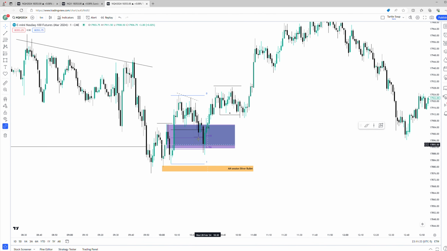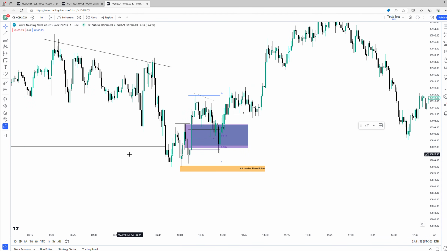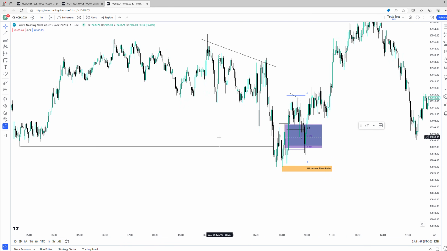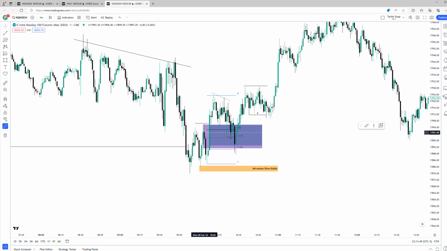Notice how price returns to that optimal trade entry here. So we've essentially raided liquidity, time-based liquidity. We had a market structure shift. We've now returned to a level of discount. We've generated this liquidity here. That's our Turtle Soup entry, given that we already have these other stacked confluences.